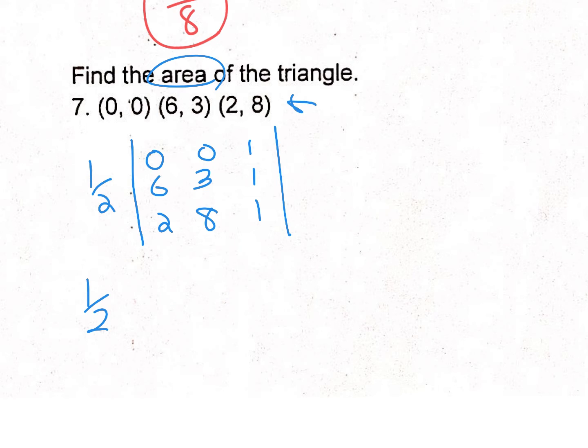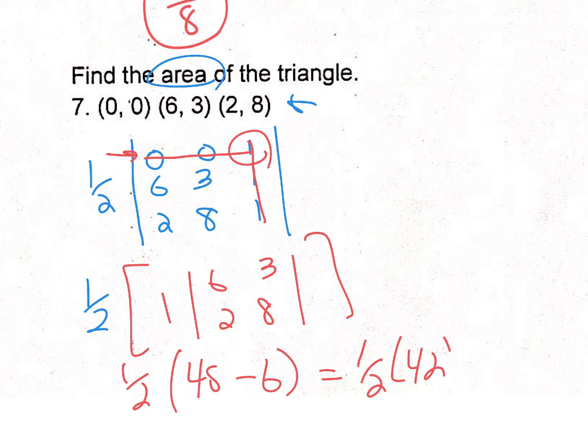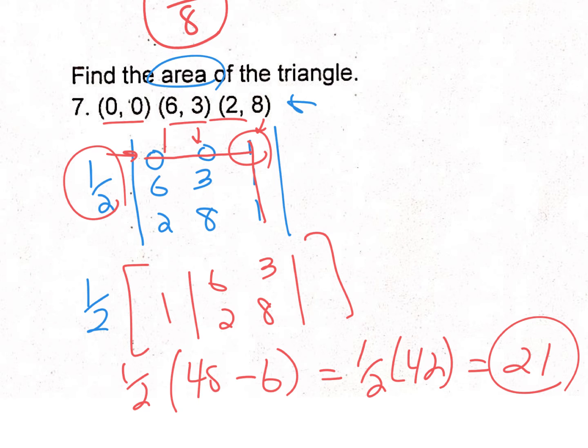So I'm going to put the 1/2 here. Obviously, again, the first row looks great. It goes 0, 0, 1. So all I'm going to worry about is that 1. So I'm going to do 1/2. That's going to be in front. The 1, and if I take out the 1, that's this row in that column. So it leaves 6, 3, 2, 8. Okay, so again, I don't have to worry about the 1 because 1 times anything is itself. So inside, 6 times 8 and 2 times 3. So it's going to give me 1/2 of 42, which is 21. And that's the area. So again, put your points in the first 2 columns. The last column's all ones, put a 1/2 in the front, and just do the math. Okay, no big deal there.